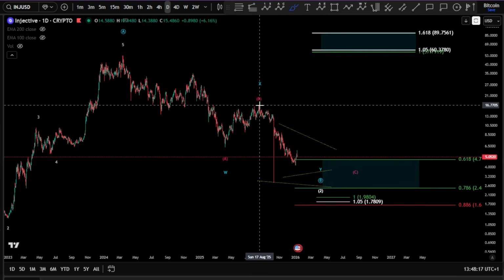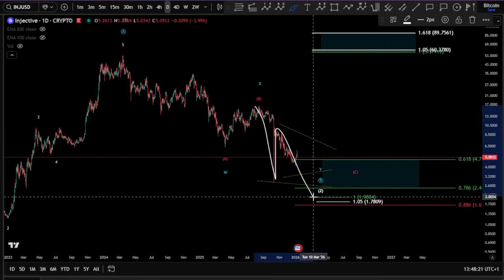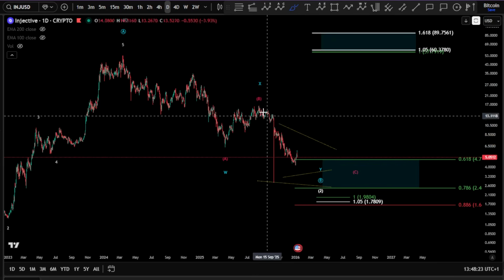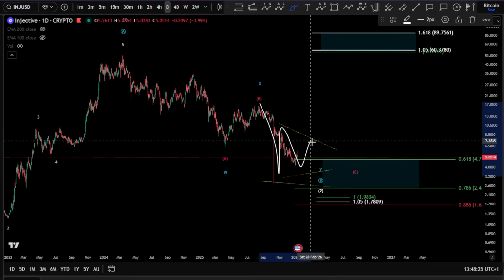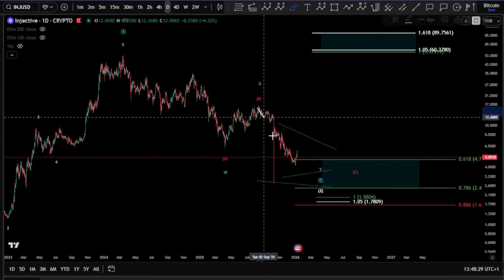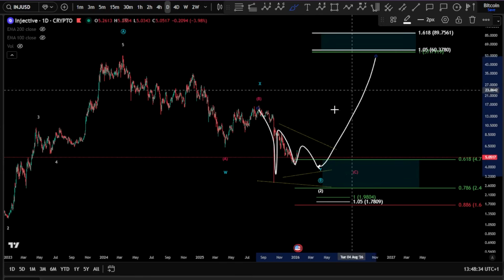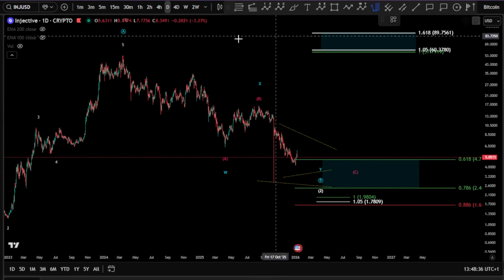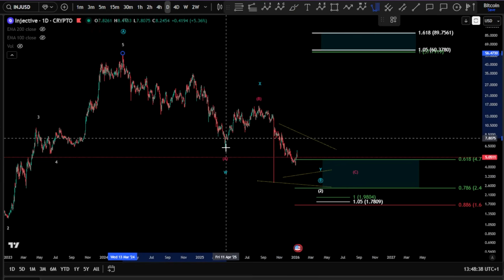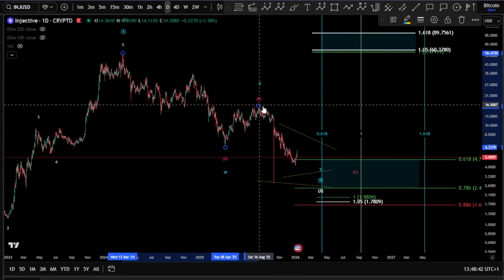Or we are as well in W, X, and Y. Your wave Y can be here something as a zigzag, so you need to finish the impulse. It can be, of course, something as a triangle as well, sideways, where we saw right now an A, B, C, D, and an E as well, reaching this area and then pushing for higher. Don't forget, of course, the timing. The timing is very essential here for Injective as well.